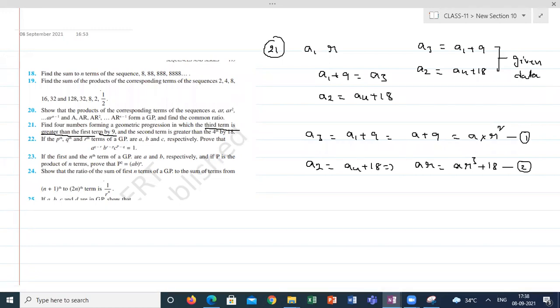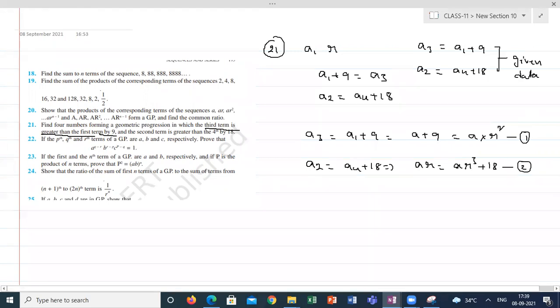Here I can't say A1 is, it's not like AP now. We can't say whether it is coming in decreasing or increasing order. It might be alternate negative numbers, alternate positive numbers. We can't say we will always get a decreasing or increasing order. It's mixed up. GP is always mixed up.